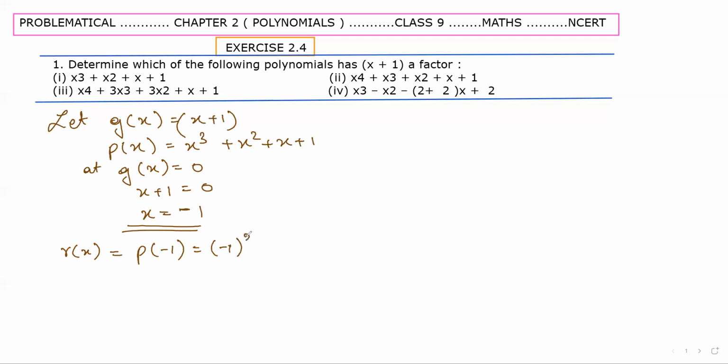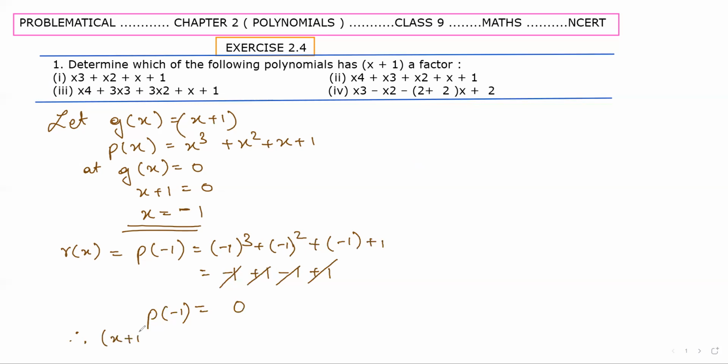This value is equals to minus 1 whole cube plus minus 1 whole square plus minus 1 plus 1. This is minus 1 plus 1 minus 1 plus 1. Since these values cancel each other out, therefore the remainder is 0. If your remainder is 0, therefore you can see that x plus 1 is the factor of p of x. This is by using factor theorem. You can also mention this is the zero. Next.